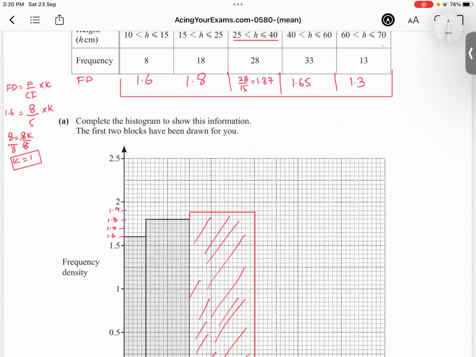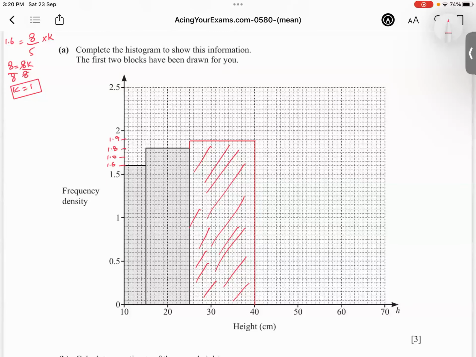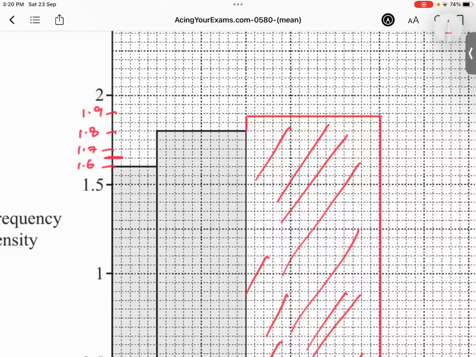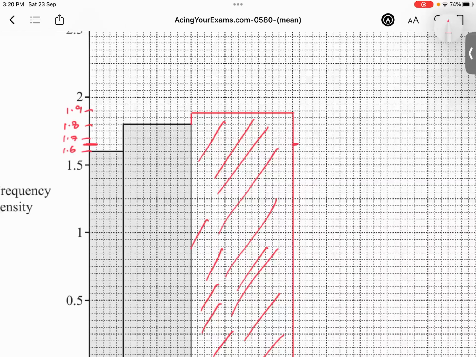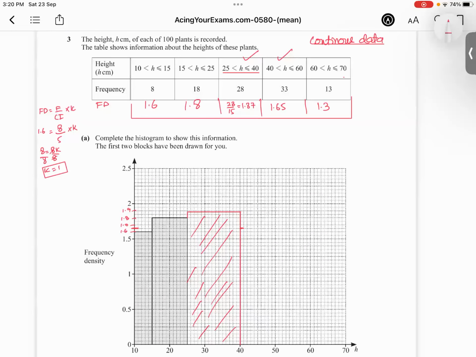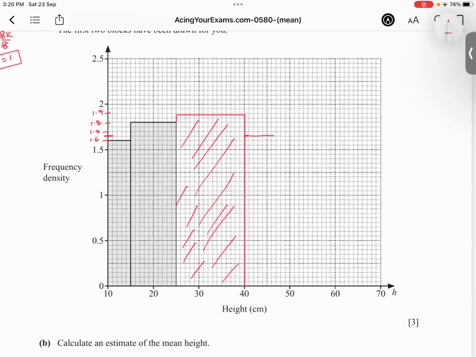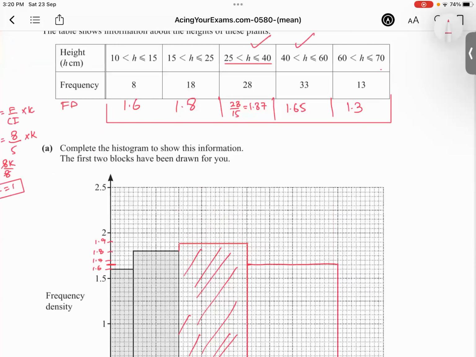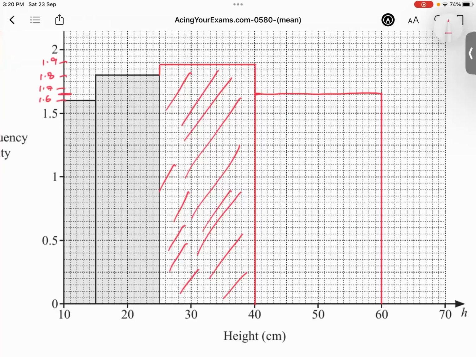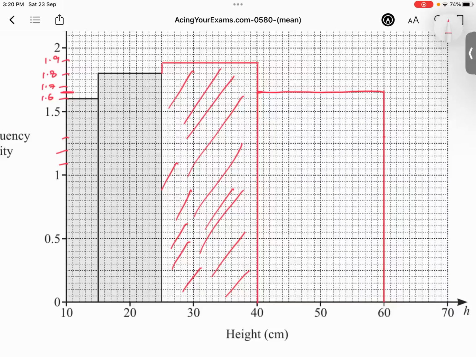1.65. So let's plot 1.65 first. So 1.65 is between 1.6 and 1.7. So that is the point. So it is from 40 to 60. So 40 to 60 is this thing. And for the last one, it is from 60 to 70, it's 1.3. So this is 1.1, 1.2, 1.3. So that is 1.3. So hit it and come down.